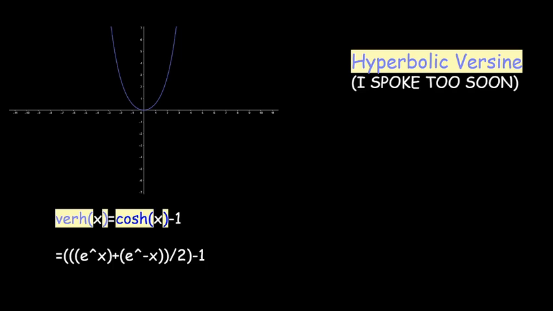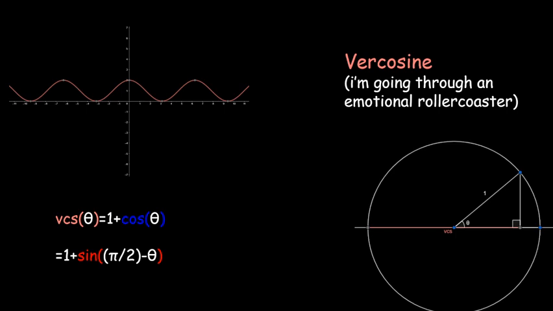Yeah, more hyperbolics. I don't understand this. It's hyperbolic cosine minus 1, more Euler's number, blah blah blah. The vercosine, we literally just swapped. I think we just swapped the prefixes, but whatever. 1 plus the cosine, blah blah blah.